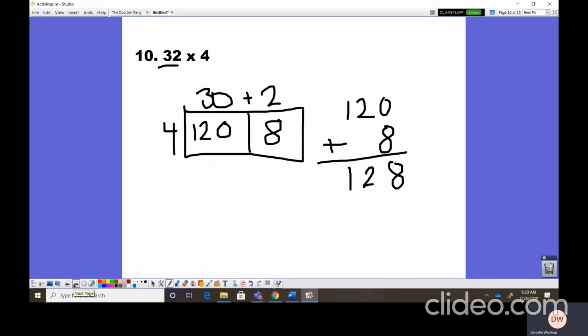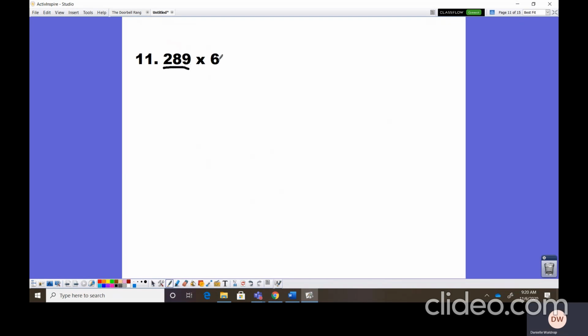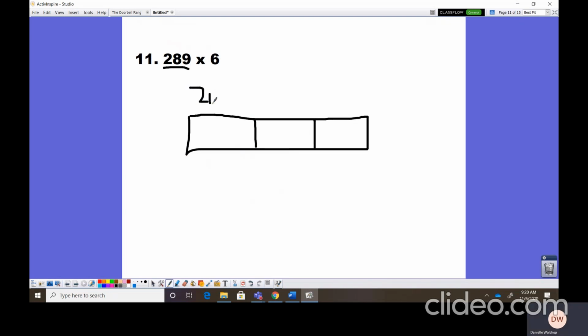Number 11, 289 times 6. Well, this is a 3-digit number by a 1-digit, so I need 3 boxes on this one. So this would be 200 plus 80 plus 9. Make sure you're copying your problem right. Don't get your numbers mixed up. I've noticed that a couple times too. Somebody might write a 6 right here because they accidentally look in the wrong place. So be careful. This is 289 times 6 over here on the left.